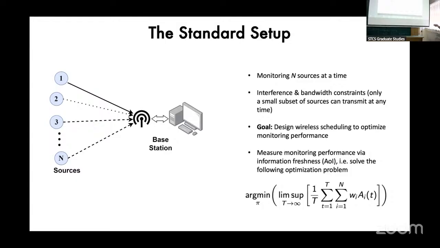And the goal is that you want to design a scheduling policy. Because there's interference or bandwidth constraints over this wireless network, not all sources can transmit at the same time. So you have to pick which sources get to transmit at each time slot. Let's think of a discrete time setup. And you want to design a scheduling policy. But what do you design the scheduling policy for? What do you want to optimize as a goal of the scheduling policy design?